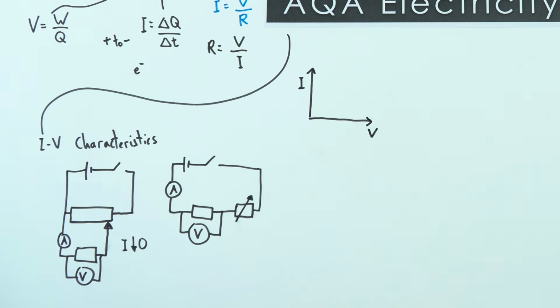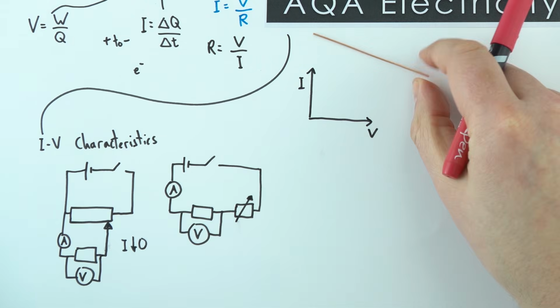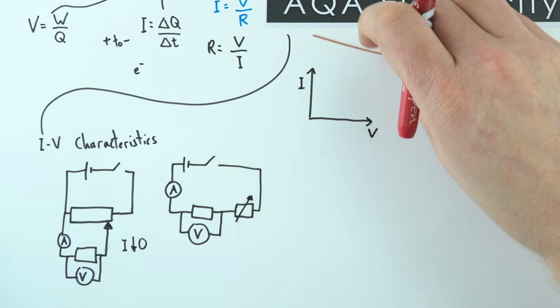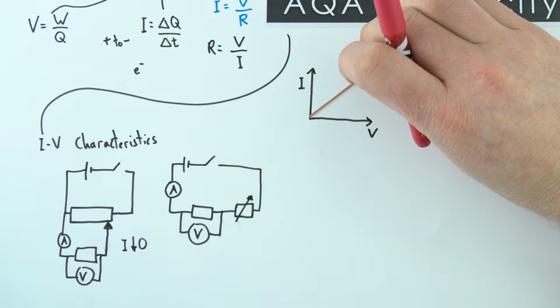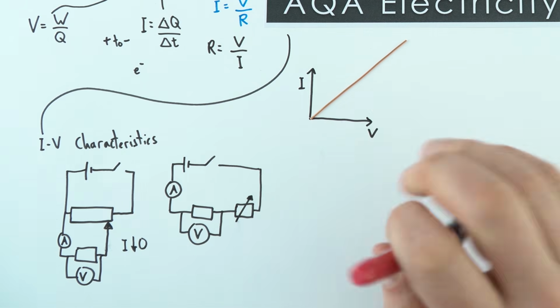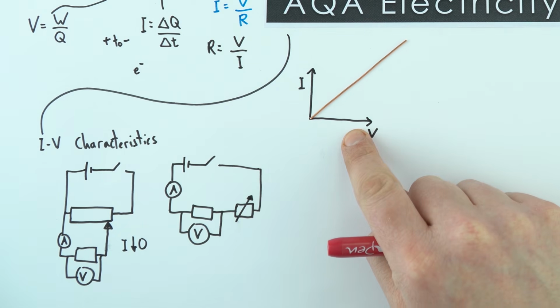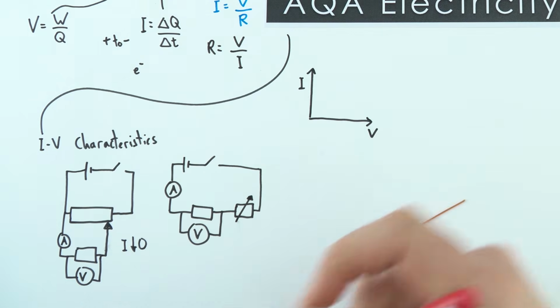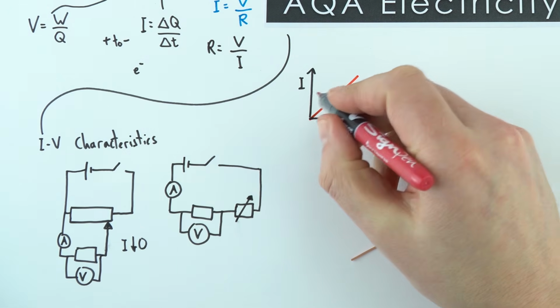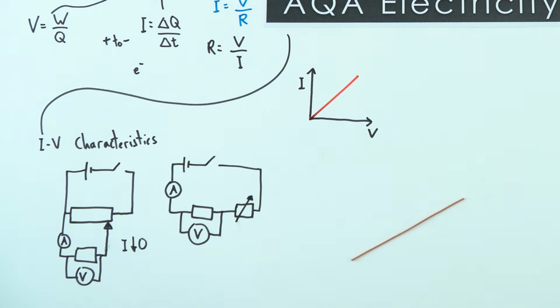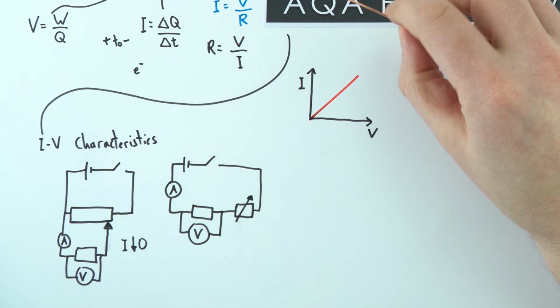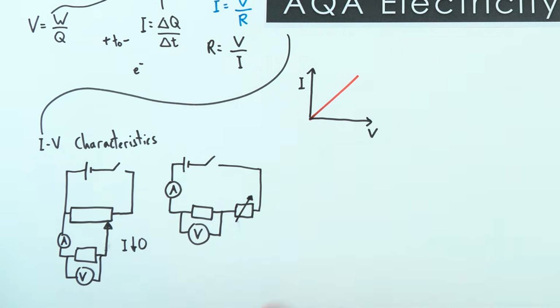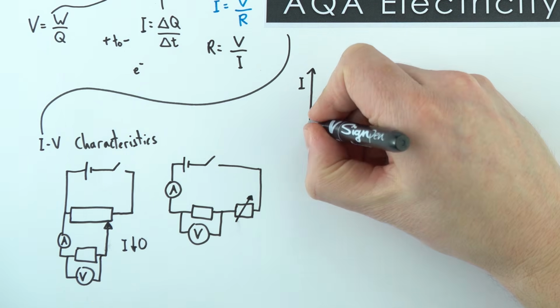Now what we might find is that if you just have a piece of wire, or perhaps a resistor, we get a relationship a bit like this. As you have a greater potential difference across the component, we get a greater current flow. And what we might find is we get this straight line that goes to the origin. Now this could be for a piece of metal at a constant temperature, or it could be for a resistor.